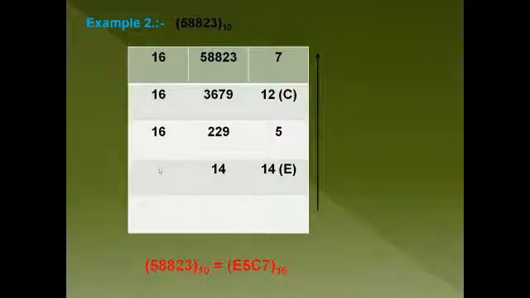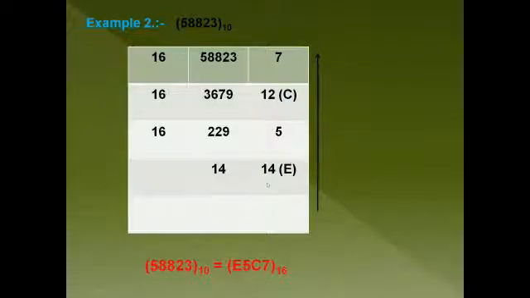We will write 16 also here. I have not written it here, I forgot. So this is 16. 14 cannot be divided by 16, so the same number we will write here, 14.